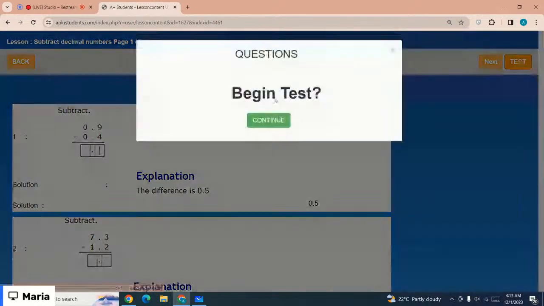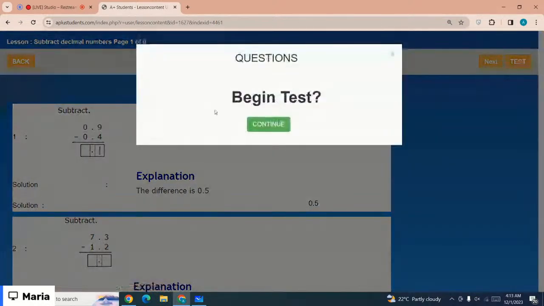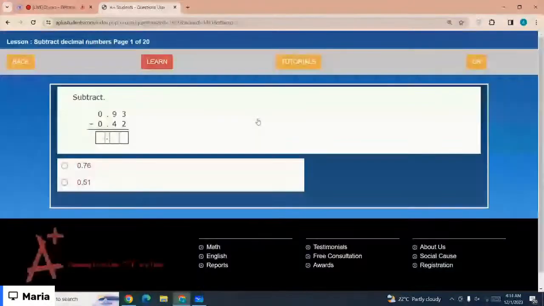Let's start with the test questions. Okay, 0.93 minus 0.42, which is the correct option?